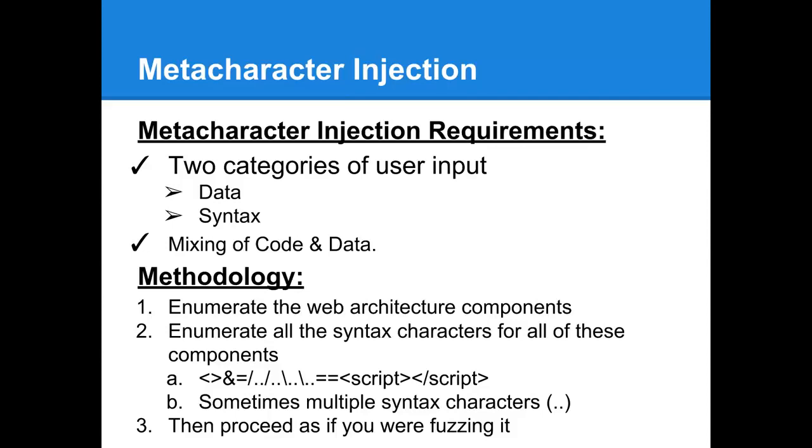Then the methodology is threefold. Enumerate the web application architecture components, both on the client side and the server side. Enumerate all of the syntax characters for all of these components. Simply add it to your mutator or your dictionary for what you want to mutate with. Sometimes you want to use combinations of multiple syntax characters. For file inclusion and directory traversal, you'll want... Then proceed with testing the applications and the architecture as if you were fuzzing it.